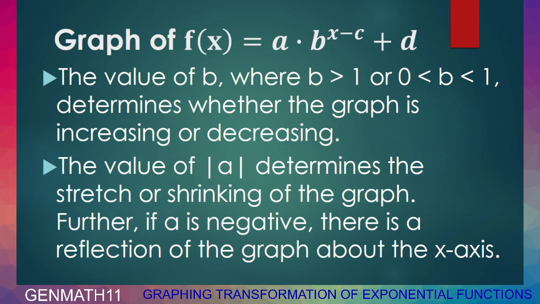Next, the absolute value of a determines the stretch or shrinking of the graph. Further, if a is negative, there is a reflection of the graph about the x-axis. Kapag yung a natin ay negative, meron tayong reflection sa baba. While kapag yung x naman natin ang naging negative, nakadepende pa rin sa kung siya ay papuntang left, yung original function natin, papuntang right naman yung reflection niya. Then kapag naman yung isa ay papuntang right, papunta naman siyang left.